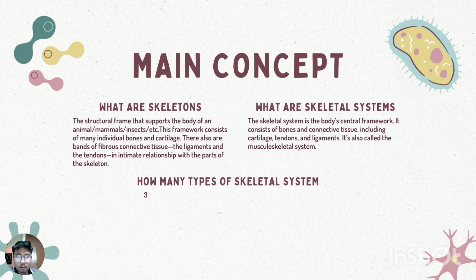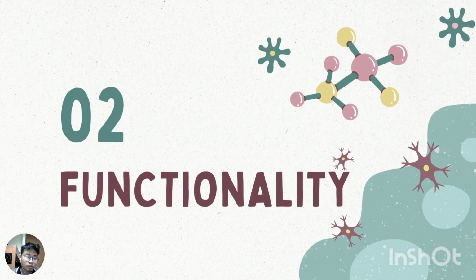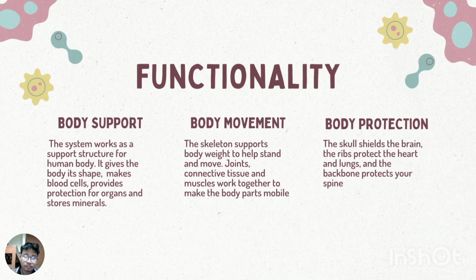And what are the skeletal systems? They are the body's central framework. They consist of bones and connective tissues, including cartilages, tendons, and ligaments. It is also called the musculoskeletal system. And there are three types of skeleton. So let us move to the functionality of the skeletal system.